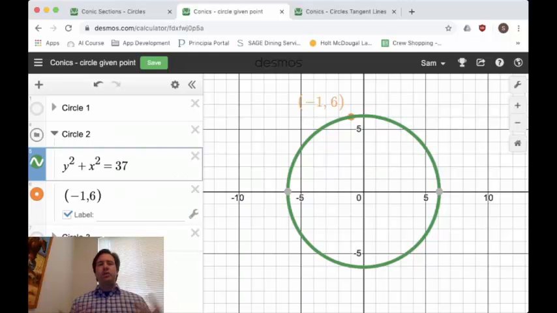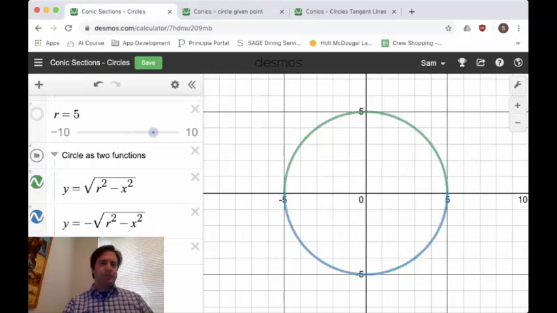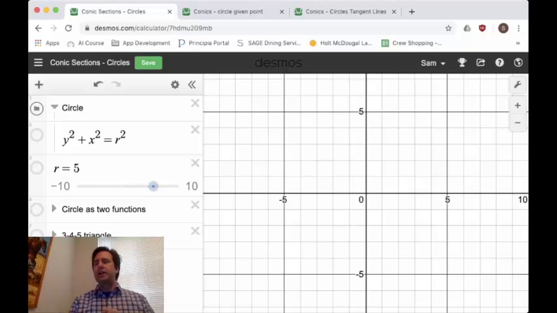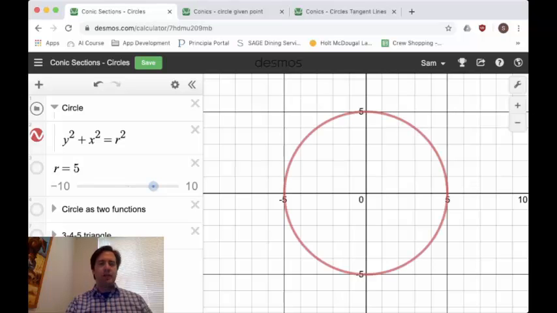Another thing that we do want to think about is how do I know whether a point is on the circle, or if a point is inside or outside the circle? Now, let's go back here where we have our generic equation for a circle with any radius.